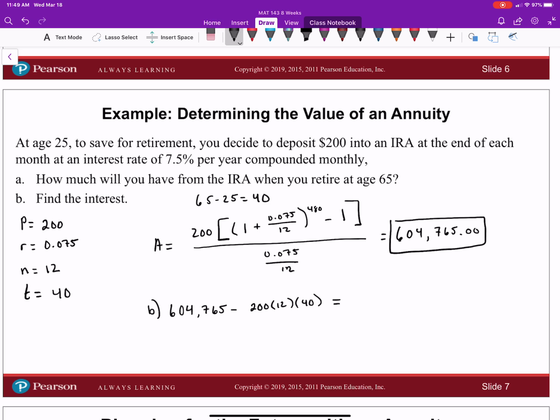We will wind up getting 604,765 minus our 96,000, and that equals $508,765. Not too bad. I think the person can live off of that if they retire and they keep their money invested.